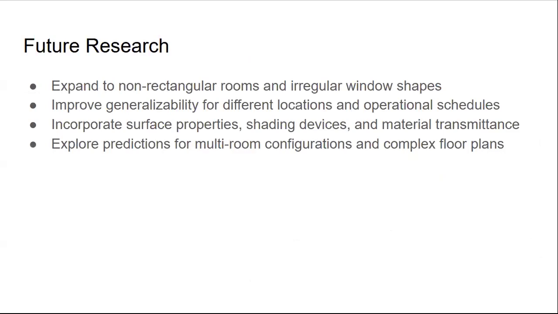In the following research, we aim to expand our model to handle rooms with more complex shapes and irregular window shapes, making it applicable to more complex real-world spaces. Additionally, we plan to improve the generalizability across different locations and operational schedules, enhancing its flexibility in various climates and building uses. By incorporating surface properties, shading devices, and material transmittance, we can increase the generalizability of our models. Finally, we are exploring predictions for multi-room configurations and complex floor plans to broaden the model's use in larger architectural projects.